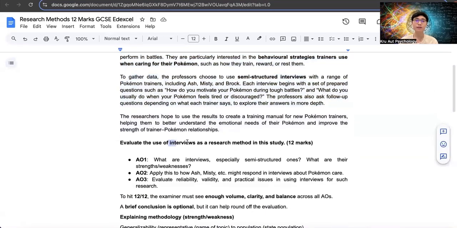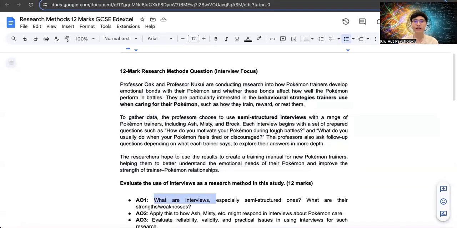All right, so AO1. Since we know it's about interview, of course, we need to write what interview is, especially for semi-structured interview. So whatever we write in AO1 must be relevant to the scenario that they provided, regardless of the scenario.